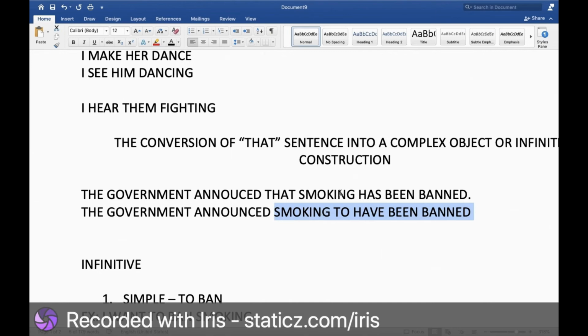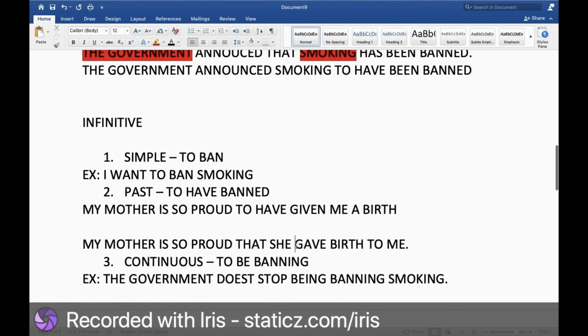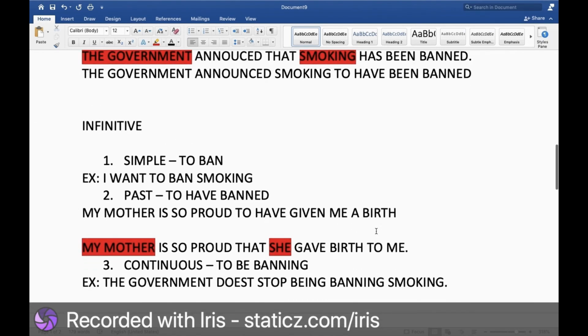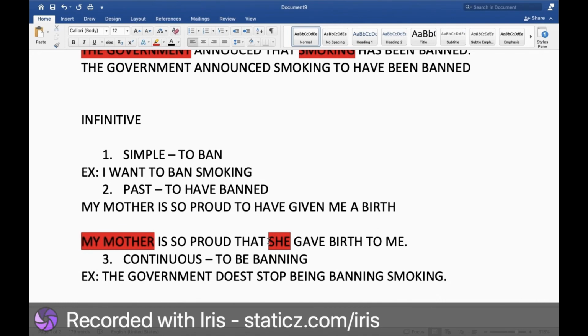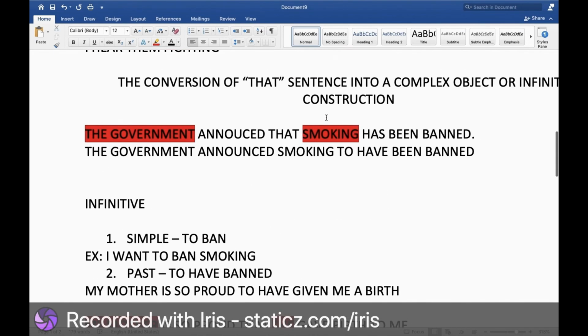This is complex subject because the subjects of both sentences are not the same. So we have smoking, and then we have government. But in this sentence, she and my mother are the same people, right? That's why when we convert that sentence, it will become an infinitive construction, just like this: My mother is so proud to have given me a birth. Understood? So that sentence has the same subject, and when we convert it, it's going to be infinitive construction. But if in that sentence we have different subjects, the object is going to be a complex object.